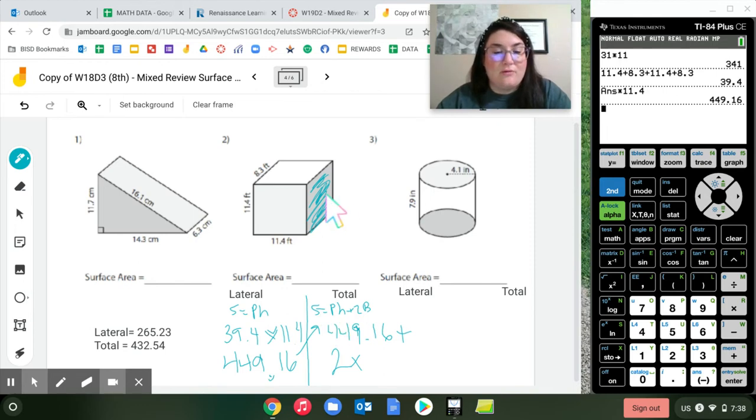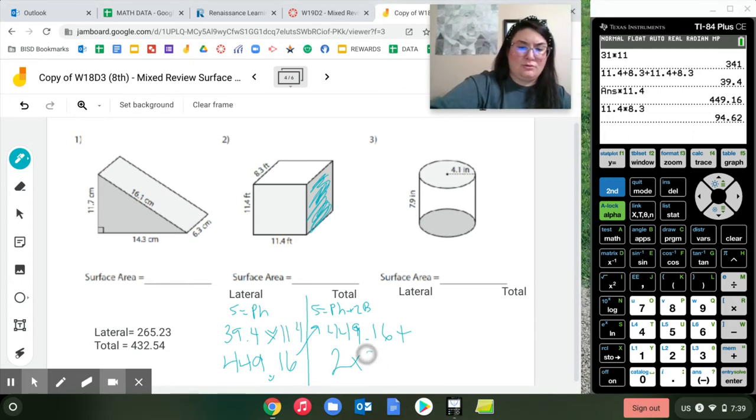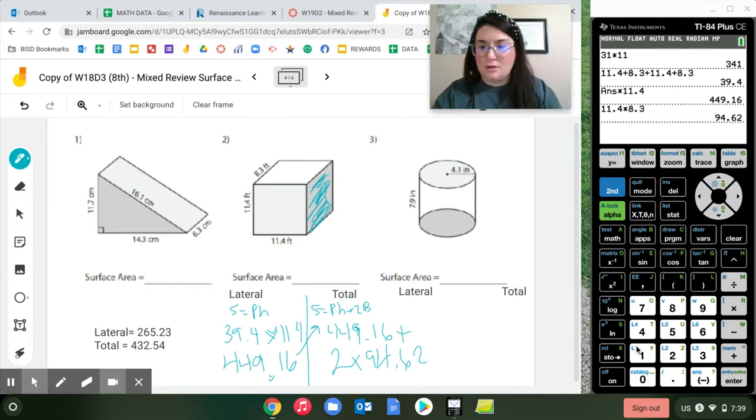Okay, now we have perimeter times height. We have our plus. We have our 2. Now we're going to multiply that by the area of the base. So the area of this base would be 11.4 times 8.3. So 94.62. My handwriting is terrible on this thing.